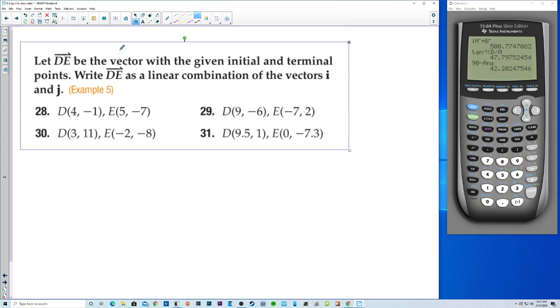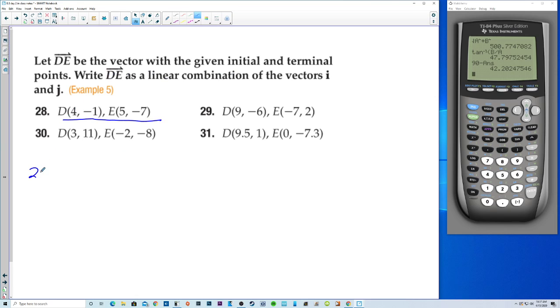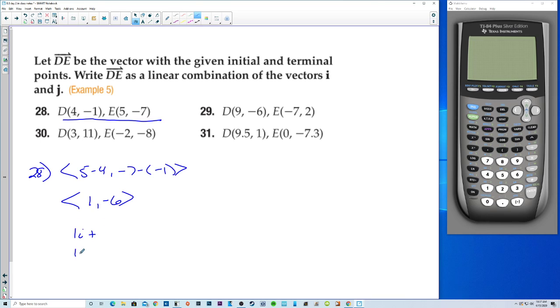Let DE be the vector with the given initial and terminal points. Write DE as a linear combination of vectors i and j. Let's grab number 28, and that's going to be 5 minus 4 and -7 minus -1. So 1 and -6. So that's going to be 1i minus 6j. You could probably do plus -6j, but if it's a multiple choice question, that's probably how it's going to be written right there.